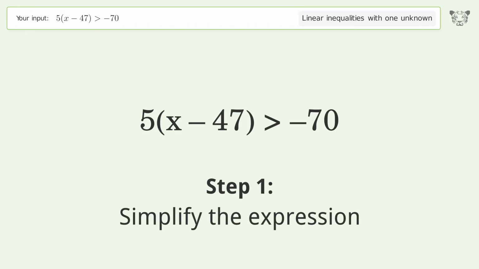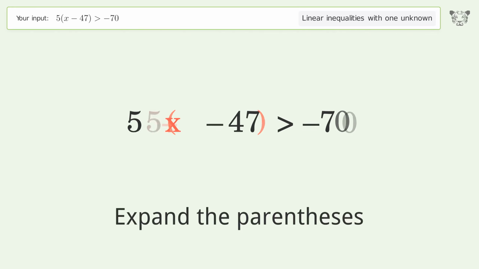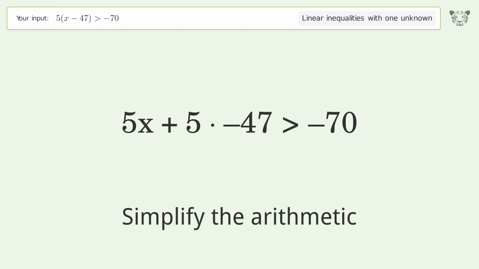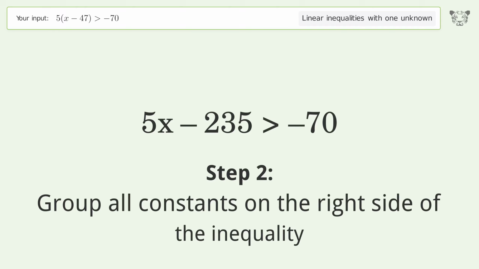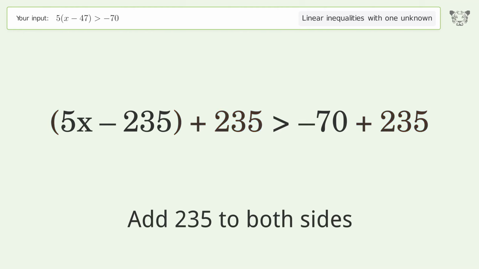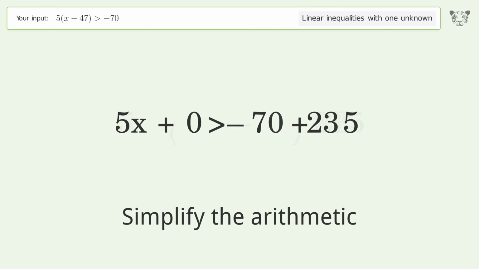Simplify the expression. Expand the parentheses. Simplify the arithmetic. Group all constants on the right side of the inequality. Add 235 to both sides. Simplify the arithmetic.